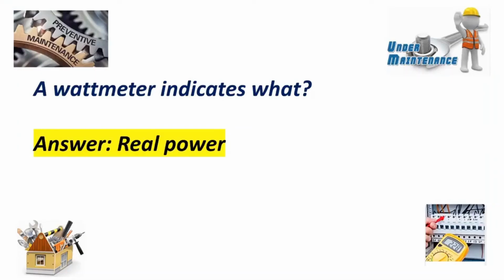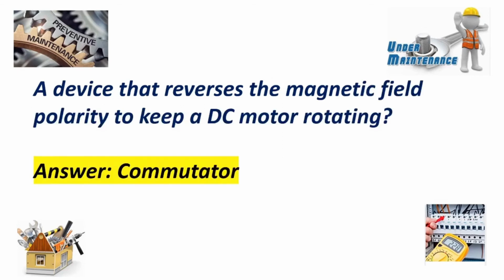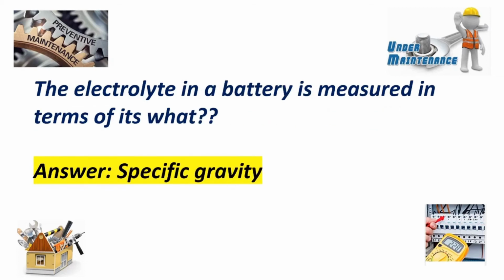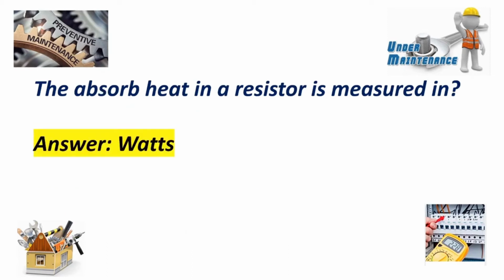A wattmeter indicates what? Real power. A device that reverses the magnetic field polarity to keep a DC motor rotating. Commutator. The electrolyte in a battery is measured in terms of what? Answer: specific gravity. The absorbed heat in a resistor is measured in. Answer: watts.